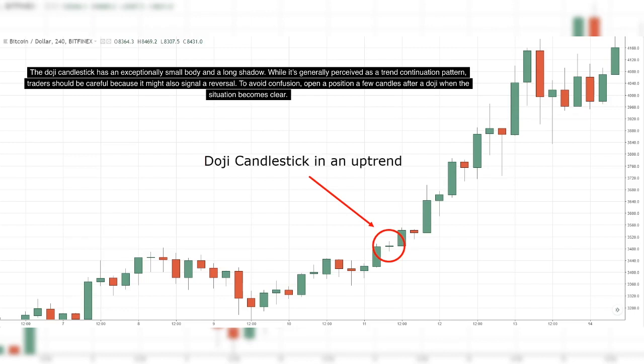The doji candlestick has an exceptionally small body and a long shadow. While it's generally perceived as a trend continuation pattern, traders should be careful because it might also signal a reversal. To avoid confusion, open a position a few candles after a doji when the situation becomes clear.